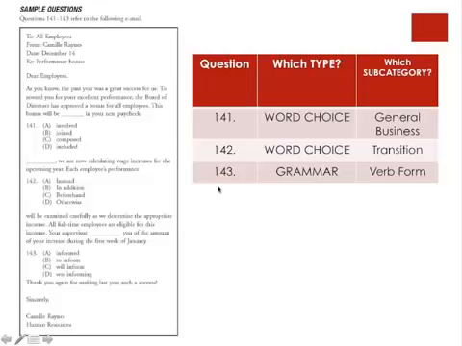And finally, 143, as I mentioned as we looked at it the first time, these appear to be words that have the same basic meaning, but different parts of speech. So in this case, that would be a grammar question, and specifically the verb form, since they all appear to be in verb form and we're trying to figure out how to use them.